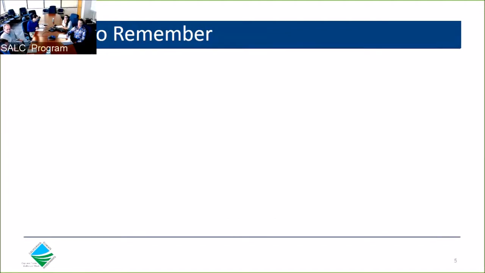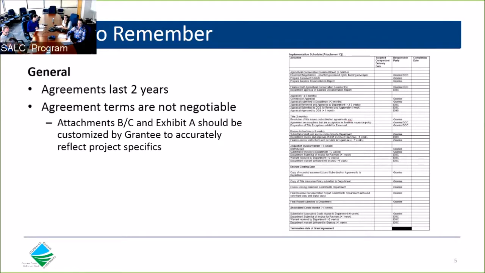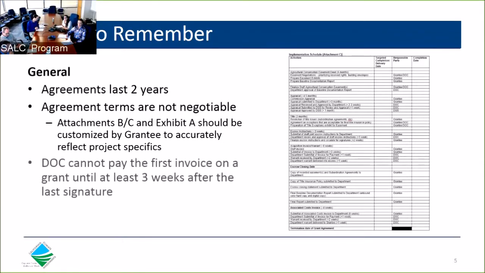So these are some points to remember. The grant term will be 2 years, although we hope to close most projects within a year or so. The terms and conditions of the grant agreement are considered non-negotiable. However, the exhibits will be customized for each project. The soonest we could receive and process the first invoice is at least 3 weeks after the Department of Conservation Director signs the grant agreement.